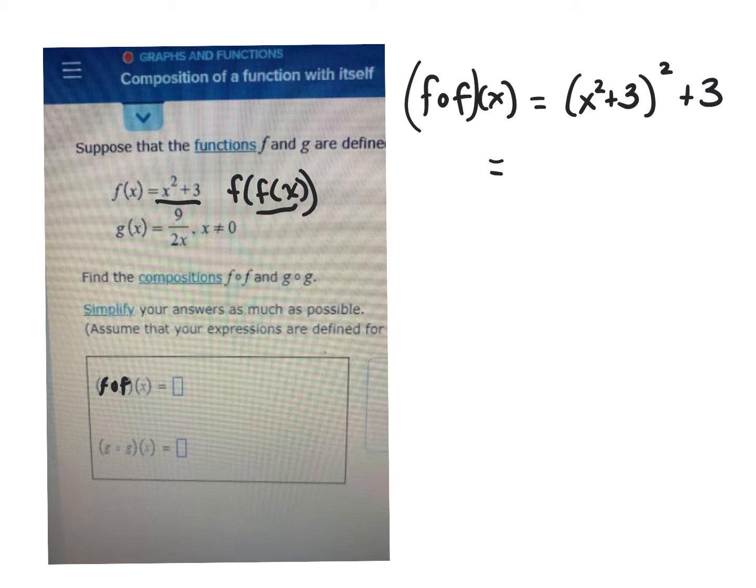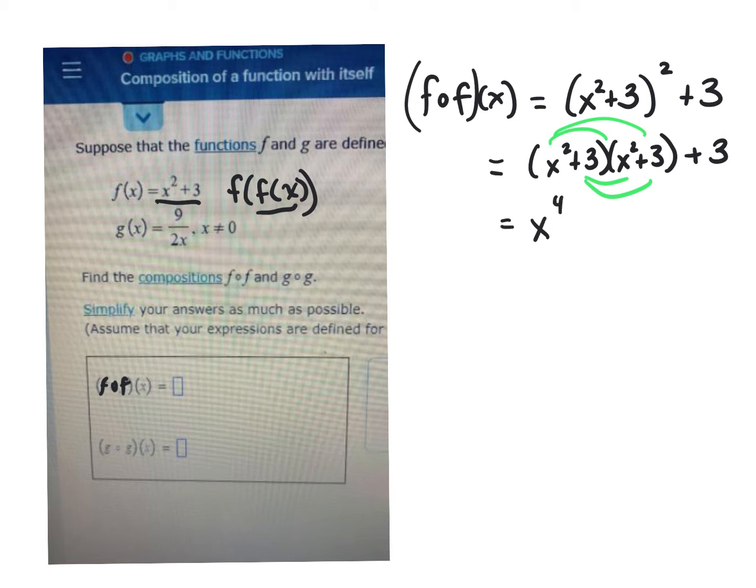Now if you want to simplify this, because it definitely says simplify your answers, when we square a binomial, remember we write it twice. So x squared plus 3, x squared plus 3, plus 3. And then that first thing, we will do the FOIL. First, outer, inner, last. So x squared times x squared is x to the 4th.